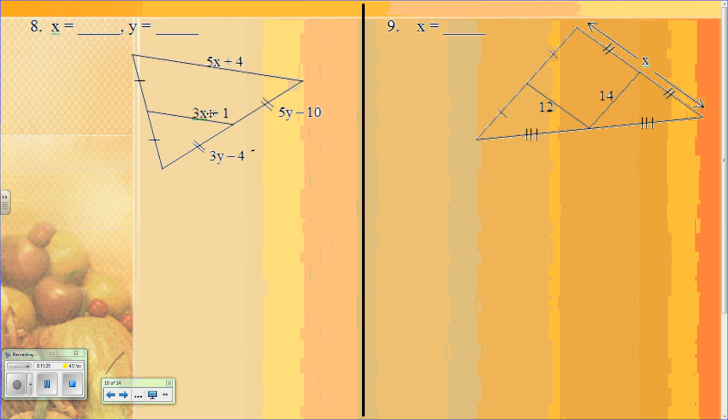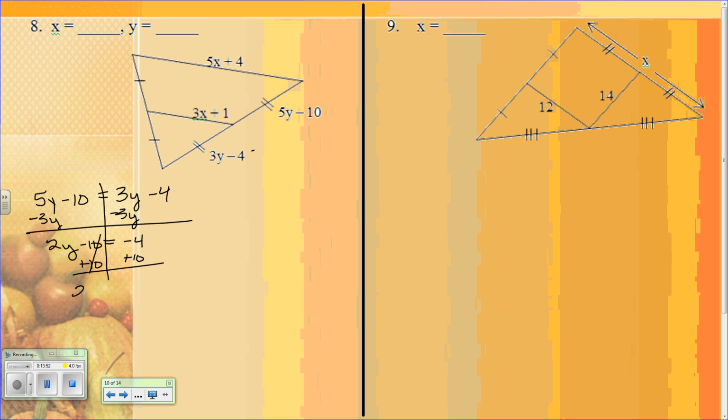So we've got, these two are equal because they have the same marks. So that's easy. Let's go ahead and do the easy one. 5y minus 10 is equal to 3y minus 4. If I subtract 3y from both sides, I get 2y minus 10 is equal to negative 4. Then I'm going to add 10 to both sides. So I get that 2y is equal to 6. So that makes y 3. So y is 3. Now remember what I said, that you needed 2 of these. So I need 2 of the middle pieces.